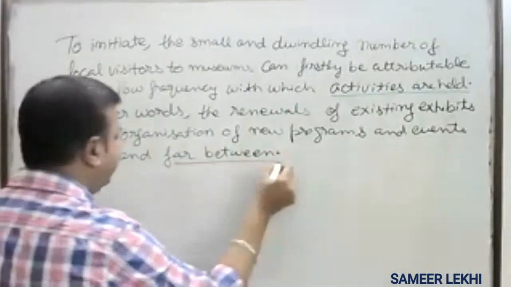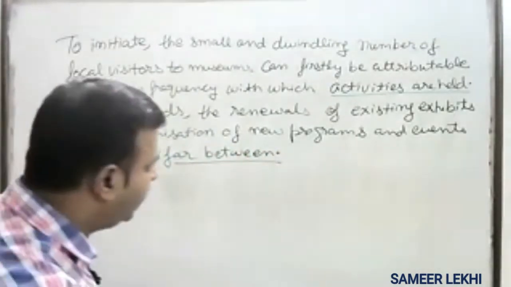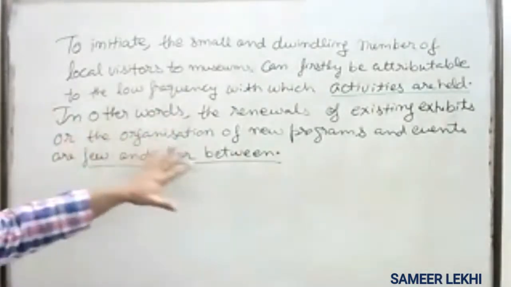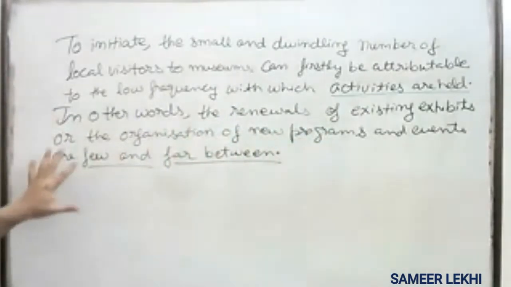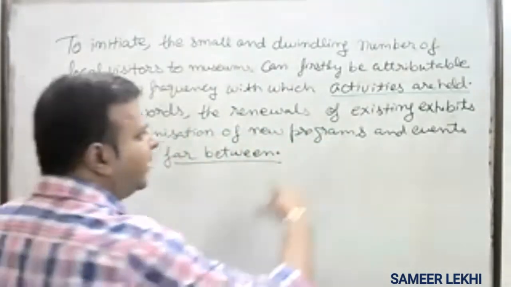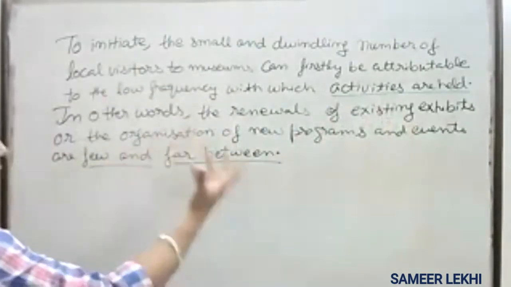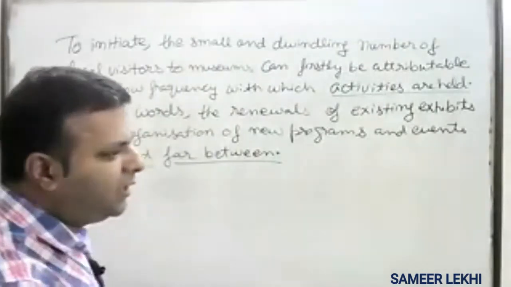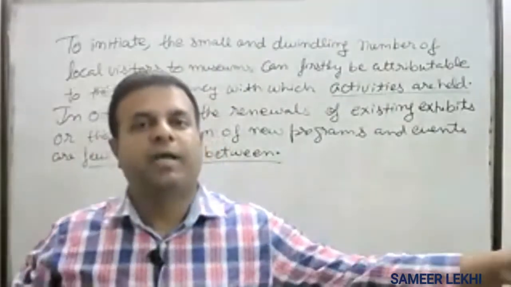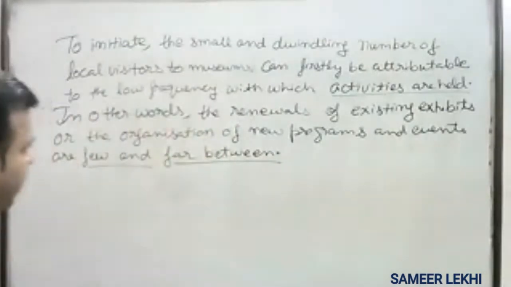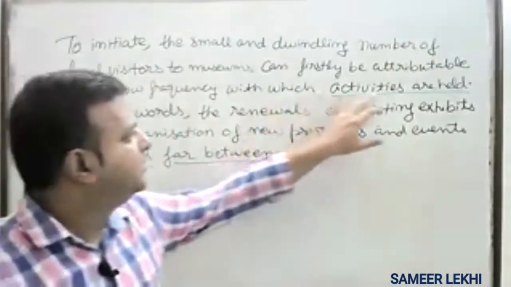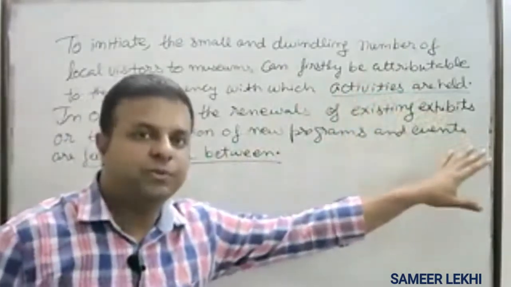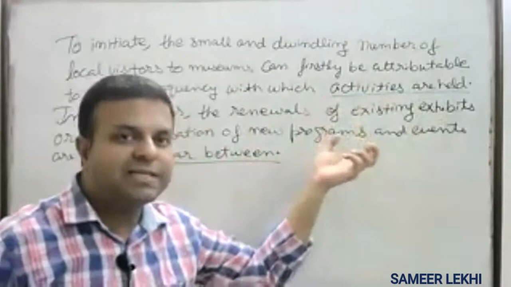Far between, few and far between, कम होती है या बहुत गैप होता है उसमें, right? So in other words, the renewals of existing exhibits or the organization, जितने जो existing exhibitions हैं और किसी organization के अंदर जो new programs और events होते हैं, वो बहुत ही कम होते हैं, या अगर होते हैं तो उनमें बहुत लंबा गैप होता है। ठीक है, ये हमने डेवलप कर दिया, जिस कम रेशियो में एक्टिविटीज होती हैं, the way the activities are held in less number, right?